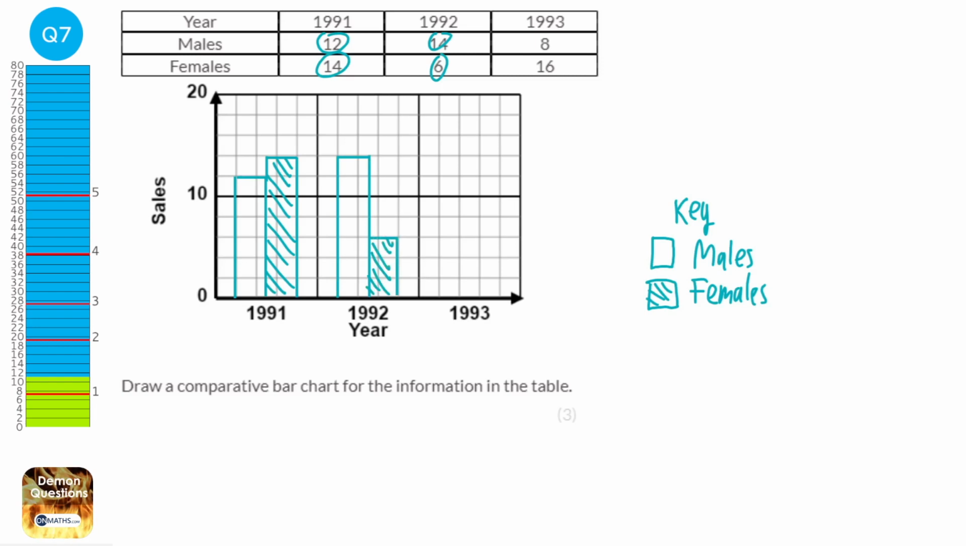And then finally, we've got 8 and 16. So 8 would be here, and 16 would be up here. And finally, obviously, we're going to shade in the females.